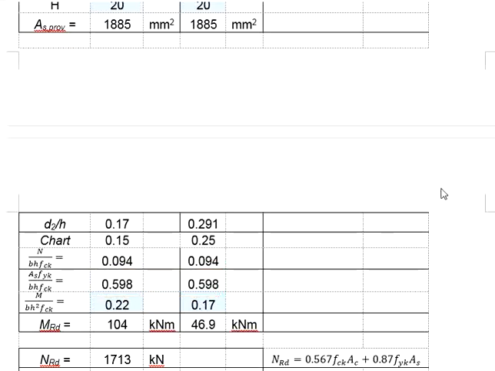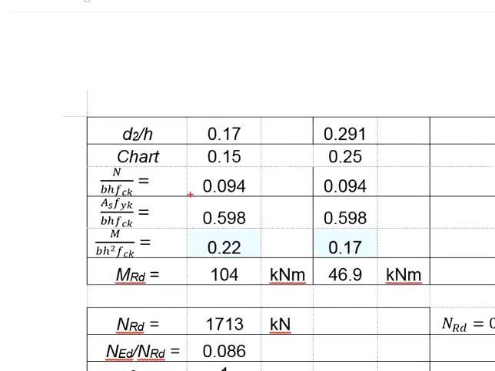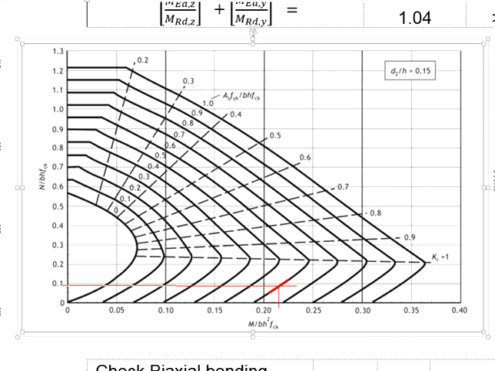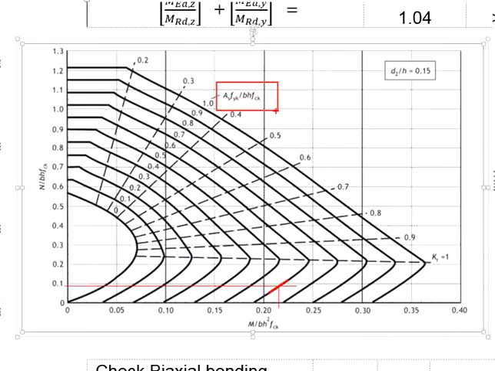0.598. Next, you will need to refer to the chart in order to find the value from the x-axis, so that you can work out the moment resistance based on the amount of reinforcement bar provided. Let us first deal with the major axis. Draw a horizontal line at the location of 0.094 and then refer to the curve of 0.598. This is the one that we're referring to, and the scale is given here.